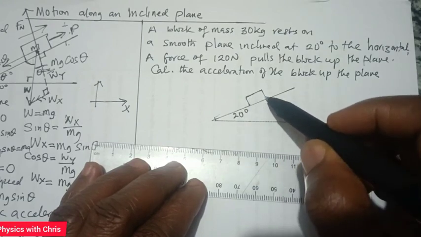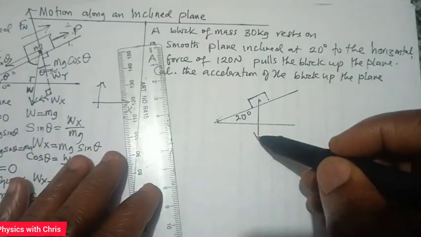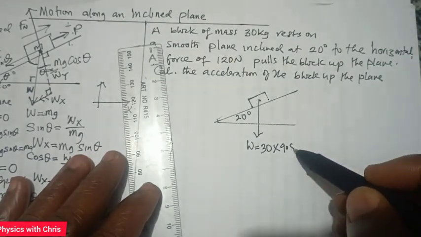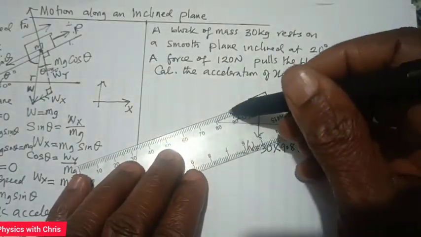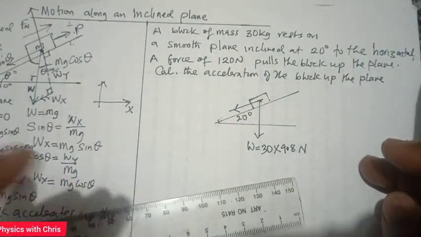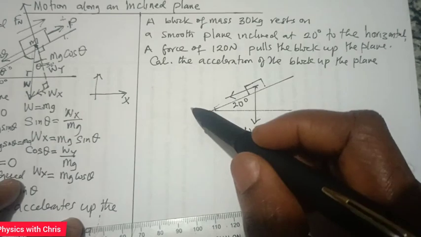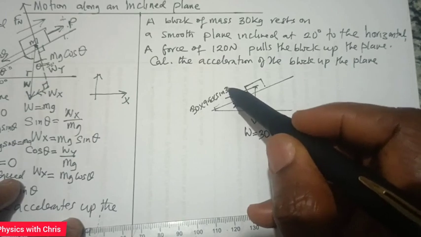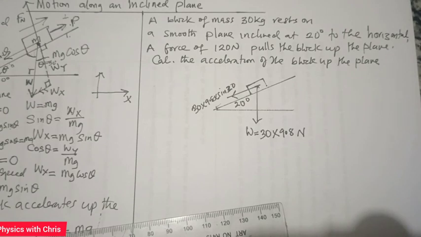Let's call this a block of mass m. Now, this block of mass rests on this plane, and the weight of this block is its mass times acceleration due to gravity, which is 9.8, in Newtons. That is the weight of the block. Already we have done that before, that there is a component of the weight of the block acting down the plane. That component is mg sine theta. That is 30 times 9.8 times sine 20 degrees. That's the component of the weight that is acting down the plane.